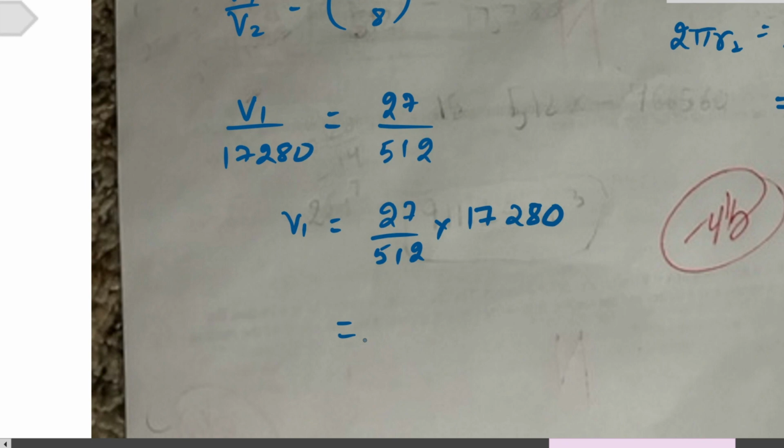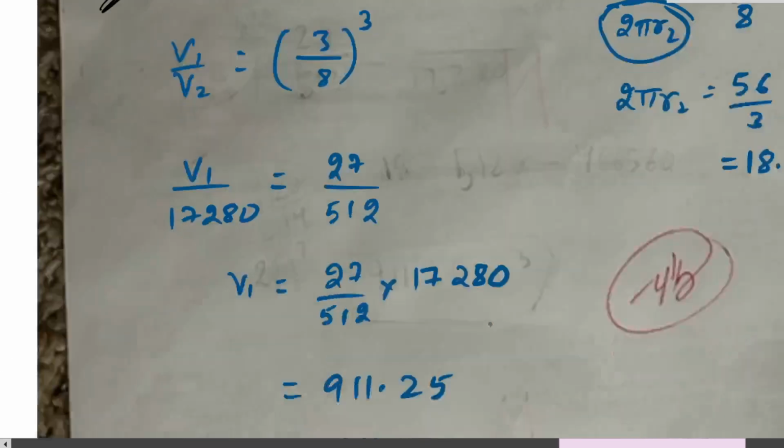We can simplify this. 17280 divided by 512 is 33.75, and then that multiplied by 27 will give us 911.25 inches cube.